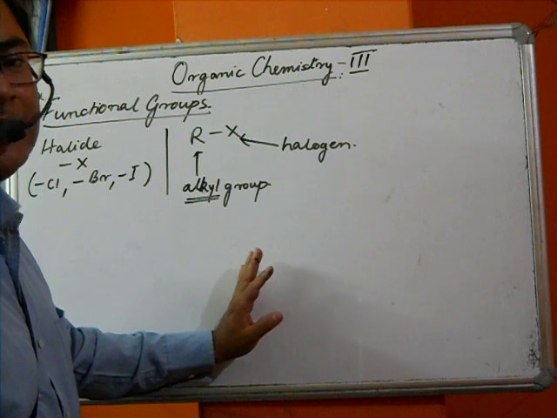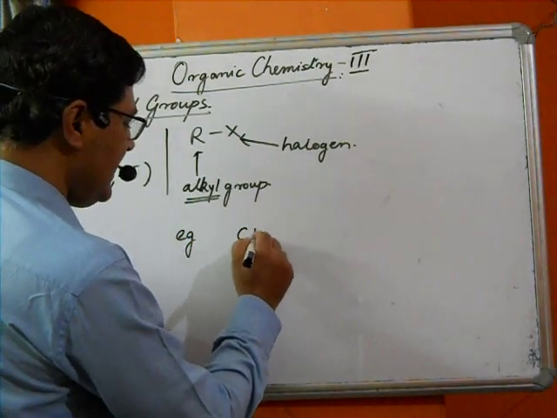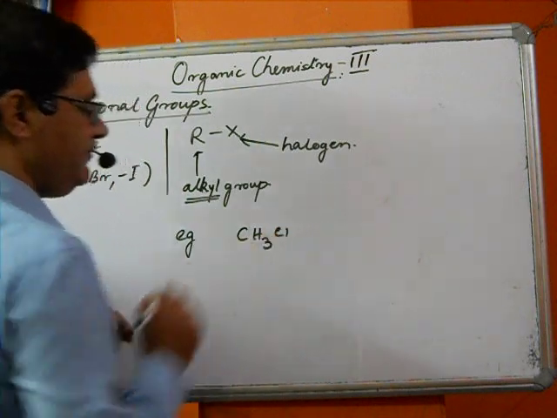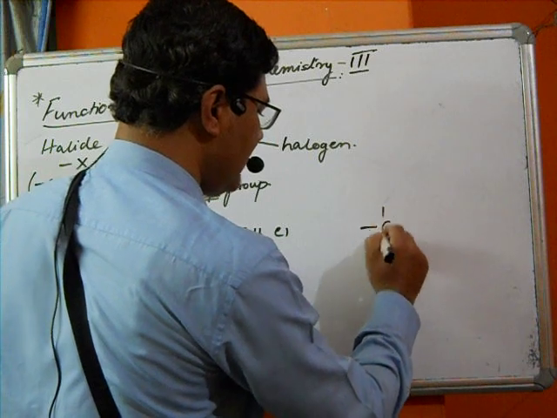So these compounds are known as halides. Right? Just for example, let me write down an example: CH3Cl. So CH3 is what? If I draw the structure, it will be like this.